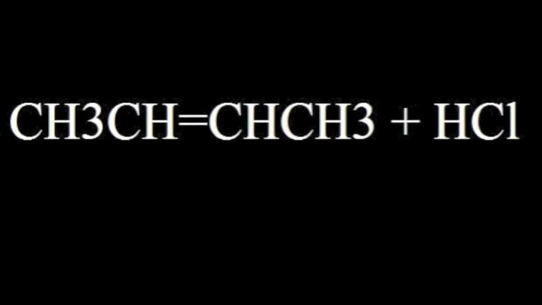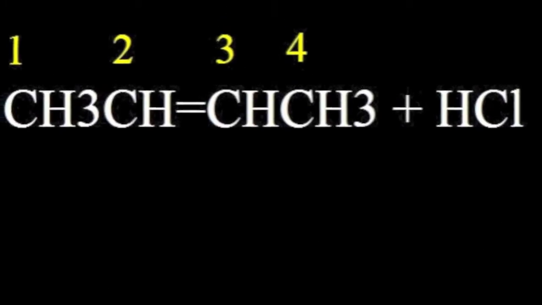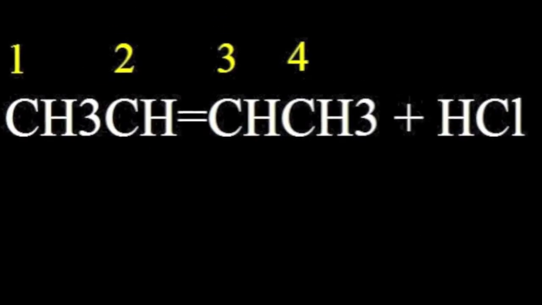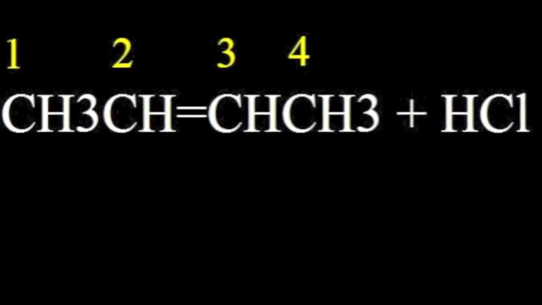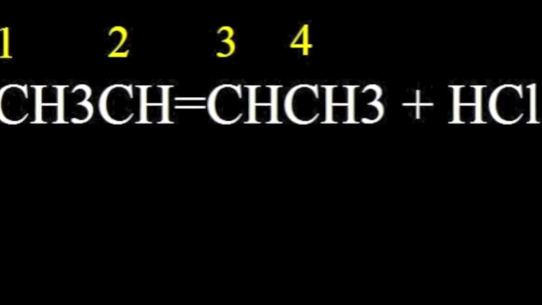And here is another example of hydrochloric acid reacting with the compound beside it. Let's see what the compound is named. First, let's count how many carbons are in it. 1, 2, 3, 4. So there are 4 carbons in the carbon chain, and there is a C=C double bond placed at the second position.